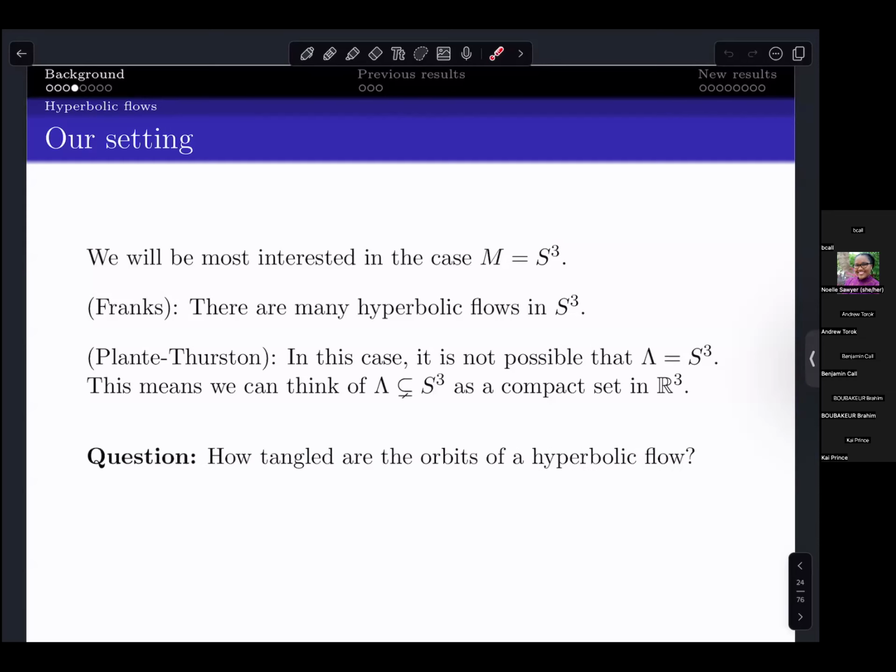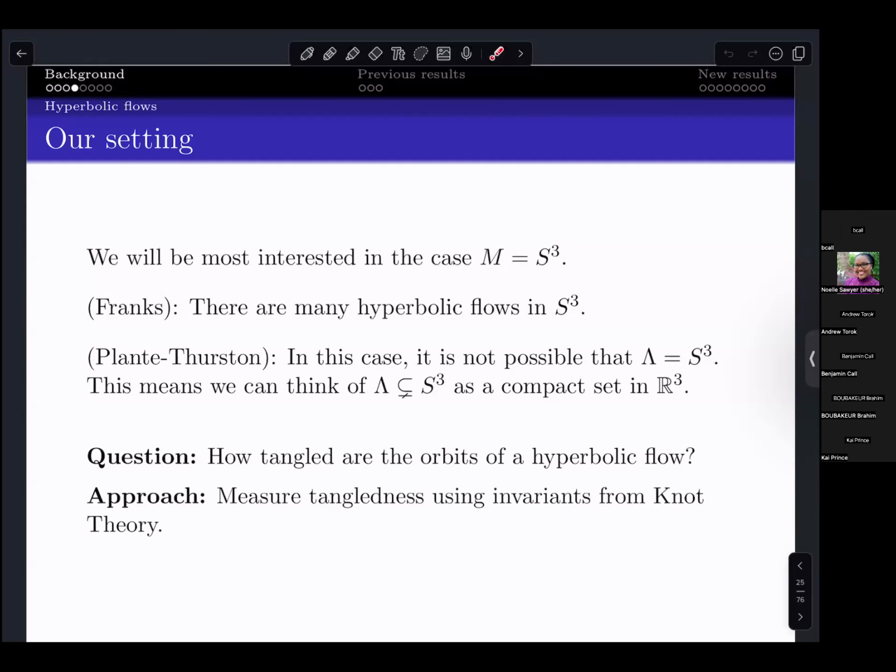So this is the motivating question. How tangled are the orbits? You can interpret this in several ways. I might mean how tangled are different orbits with each other, or how eccentric is one orbit. But I'll be thinking of periodic orbits in particular.